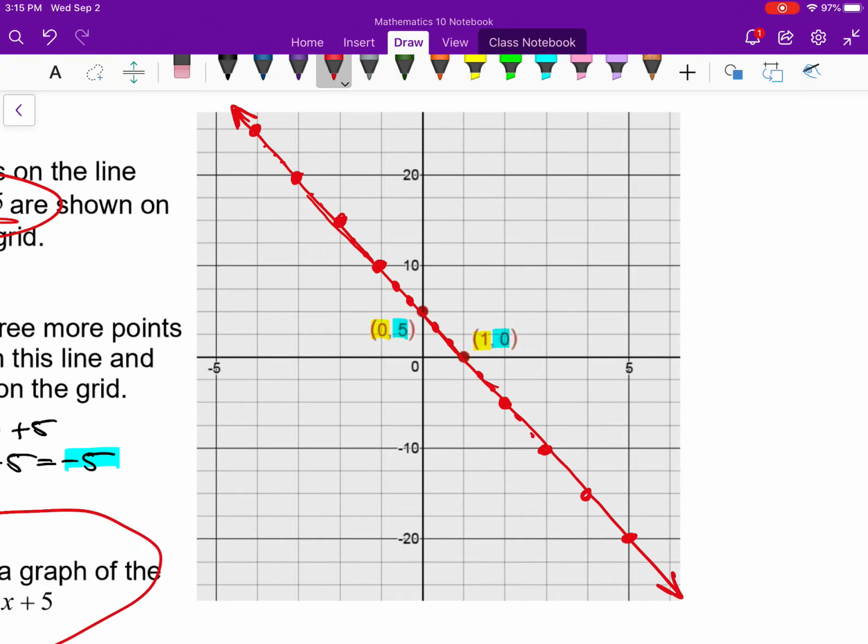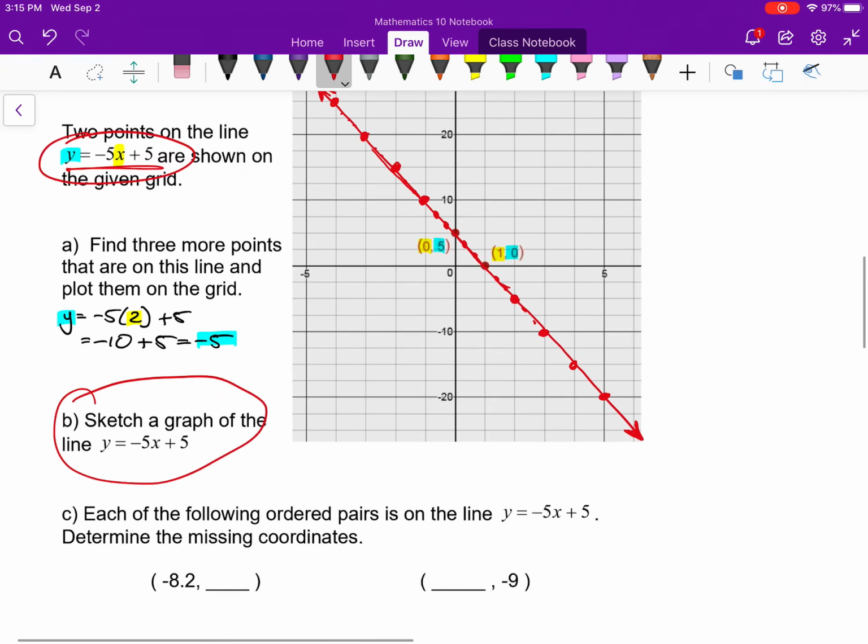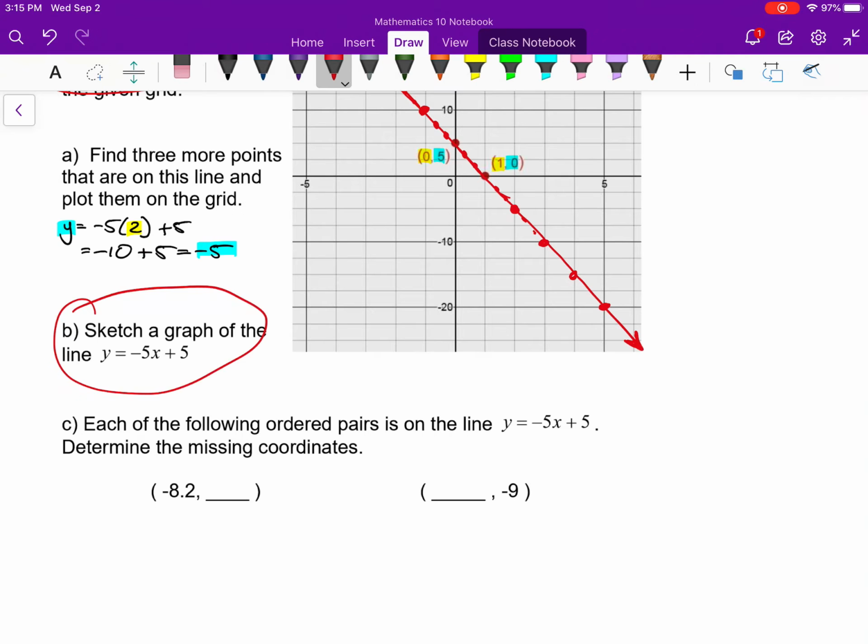So if I ask you to sketch the equation of y equals negative x plus 5, I need to show a solid line that goes on forever, not just a bunch of dots. And that is the graph of the equation of negative 5x plus 5. Now again, you may recall some things about how negative 5 is the slope and positive 5 is the y-intercept, but I don't need that yet. And so lastly, determine the missing coordinates here for the same equation, where y equals negative 5x plus 5.